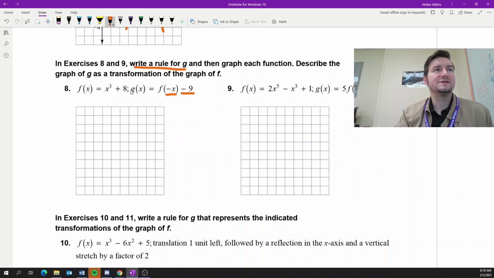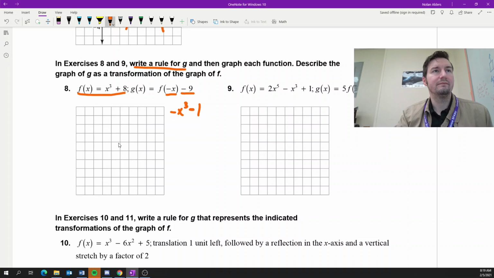So here's the original function right here. If we did that to the original function, we're going to change the sign just of x. So we're going to have negative x cubed. We had plus 8, but then we also are doing minus 9 on the end. So plus 8 minus 9 will give us a minus 1. Okay. So again, we move down 9 here, and then we have a reflection in the y-axis.